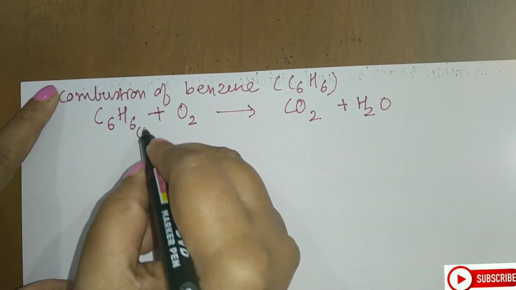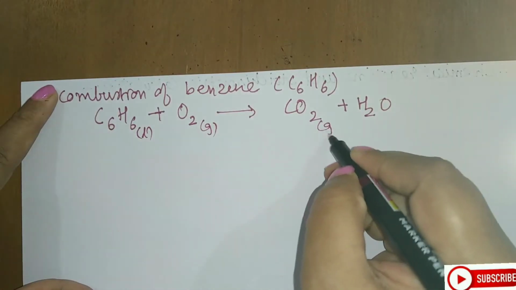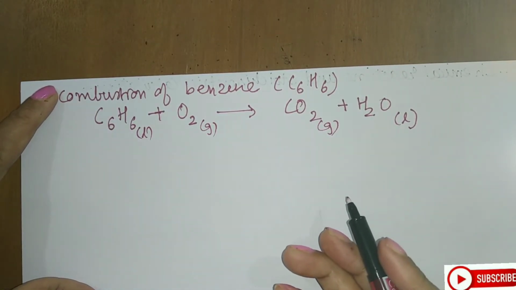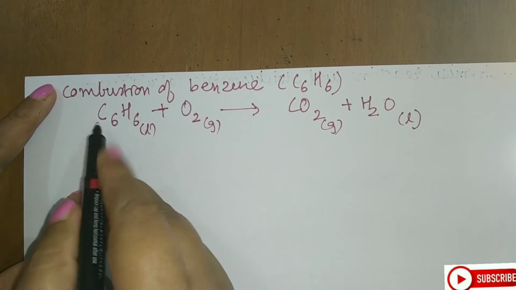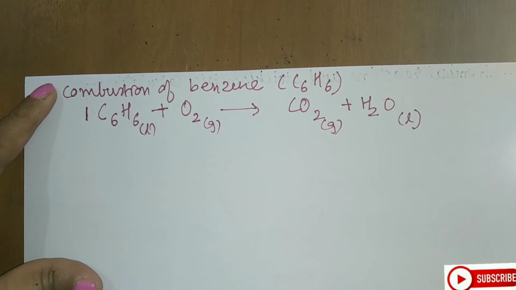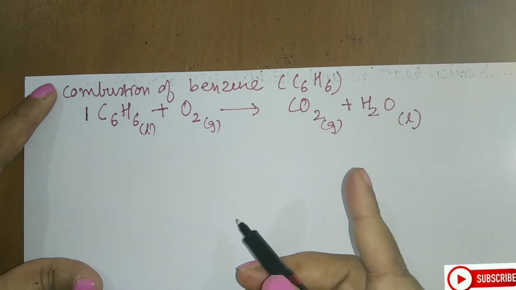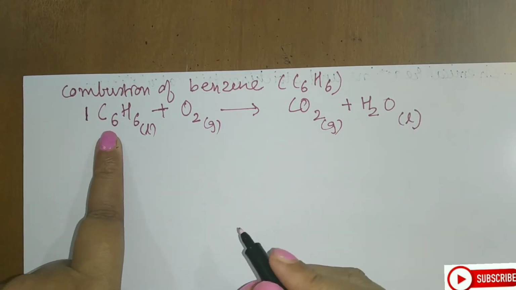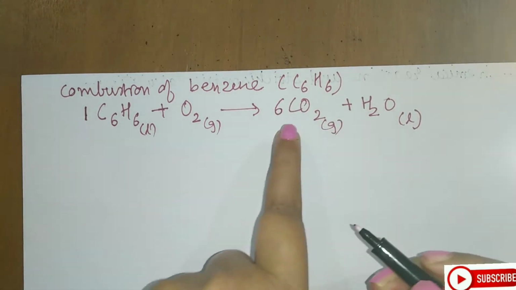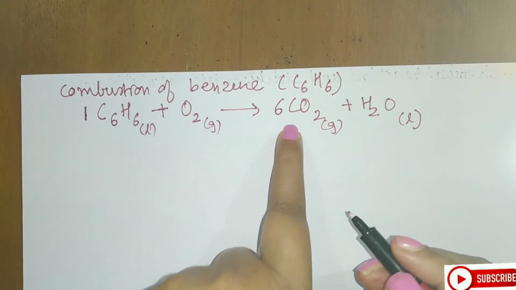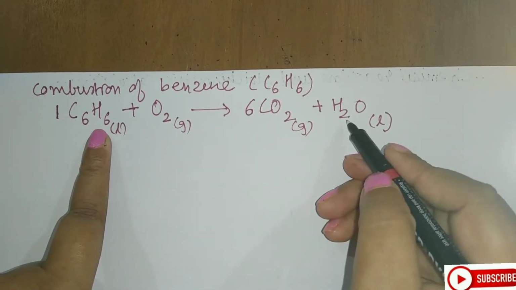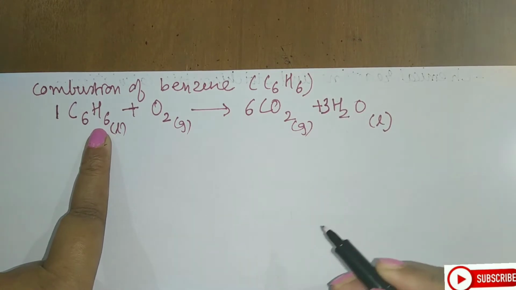I will just write the physical states. You can continue writing the physical state. So this is what the reaction is. Now let us balance the equation. Here benzene, as it is getting combusted, I will keep as 1 mole. If I see here carbon is 6, so I will write 6 moles of carbon dioxide. Next I will balance hydrogen. It is 6 here, it is 2 here, so I will write here 3.